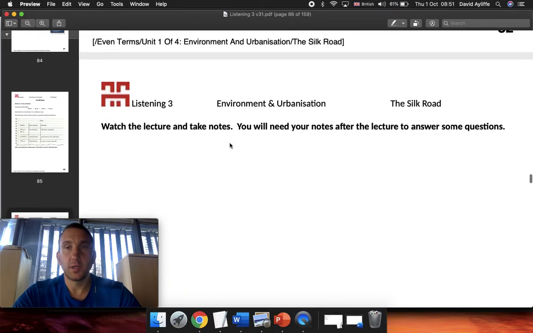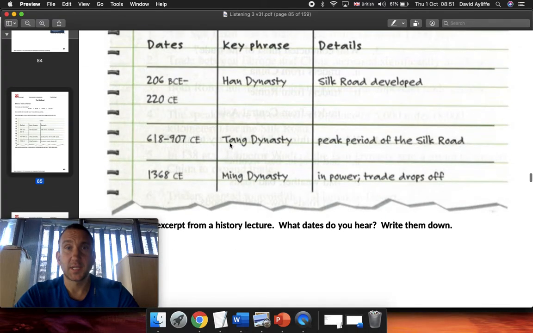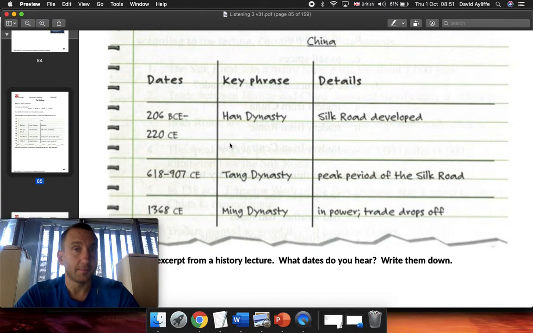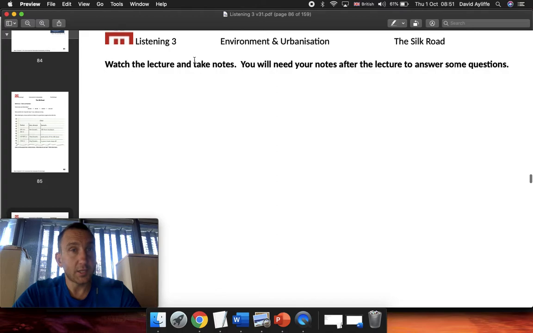Right, okay. So there's a lot of dates that we're about to hear in this lecture. So it might be a good idea now to maybe draw a table similar to what we have here. Yeah. So you might want to do this in your booklet around page 83. Watch the lecture, take some notes. You might need to watch it twice or maybe 3 times, okay, to get a full understanding of the lecture.